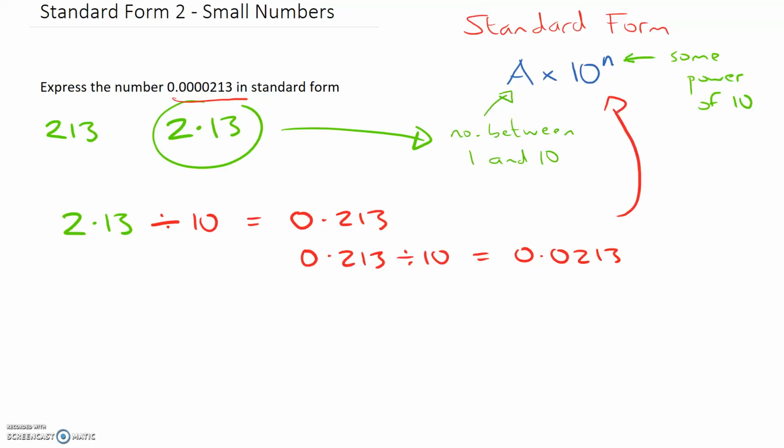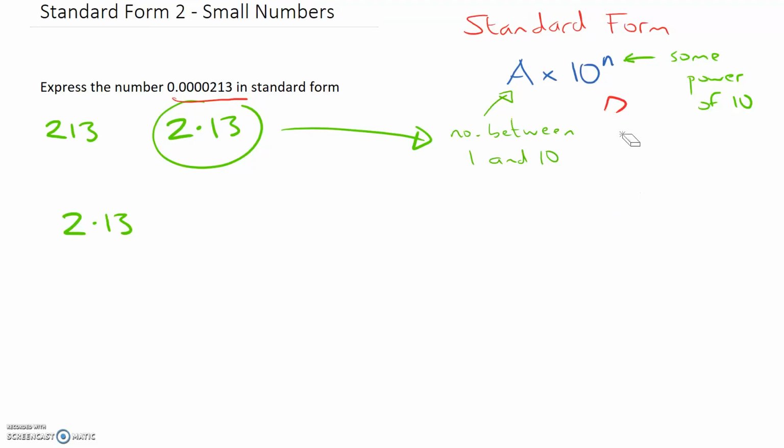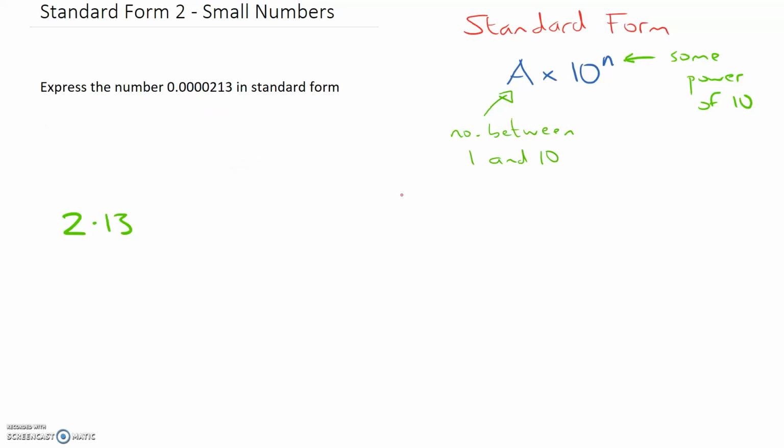Okay, the trouble is, that doesn't look like what we've written here. It doesn't look like a times 10 to the power of something. So what we need to do is work out a way that we can express those dividing by 10s as a multiply by 10 to some power. Let's get rid of this. So we've got our 2.13, our starting number, and we're saying that we want times 10 to some power, but in a way that really is going to be like dividing. Okay, so what can we do?